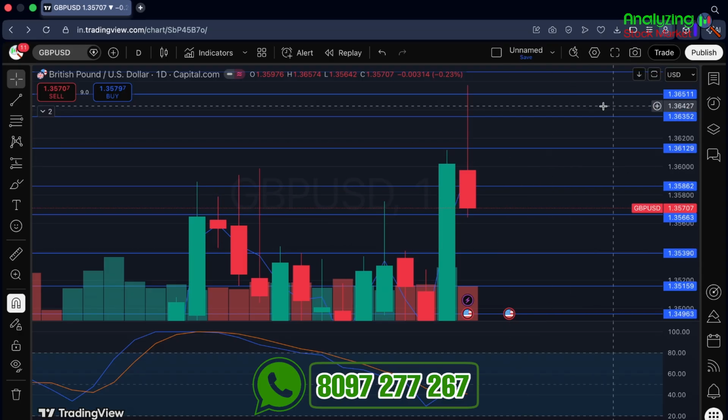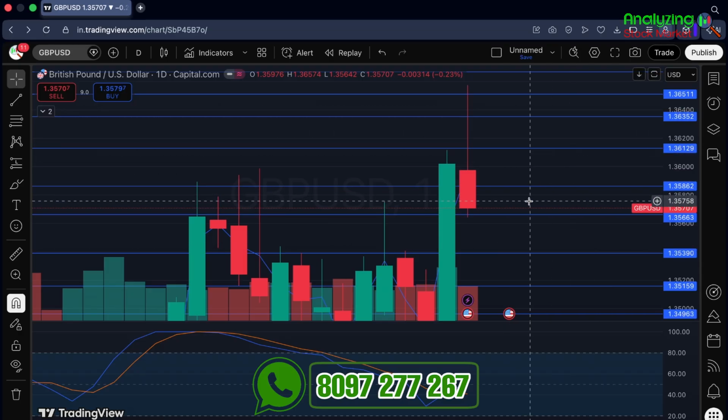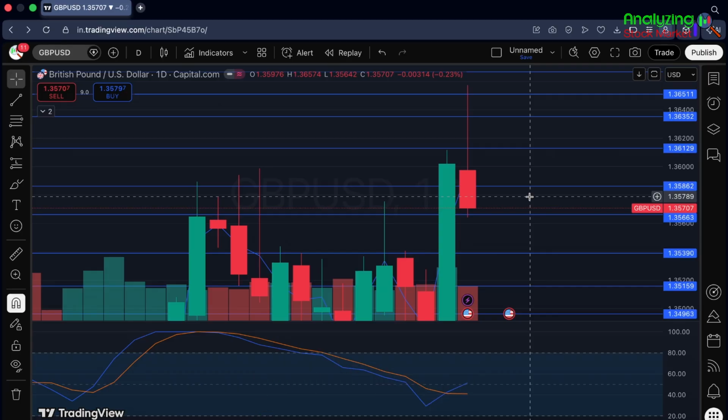So these are the important support and resistance zones which will help you take better stop loss and target levels according to your bias. So do mark these levels on your chart as well.